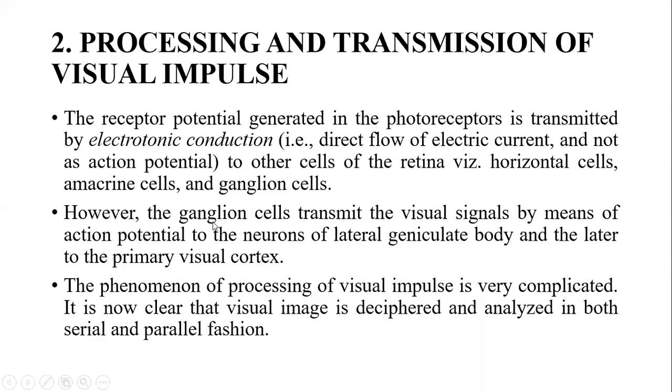However, the ganglion cell transmits the visual signals by means of action potential to the neurons of the lateral geniculate body and later on to the primary visual cortex. The phenomenon of processing visual impulses is very complicated. Now it is clear that the visual image is deciphered and analyzed in both serial and parallel fashion.